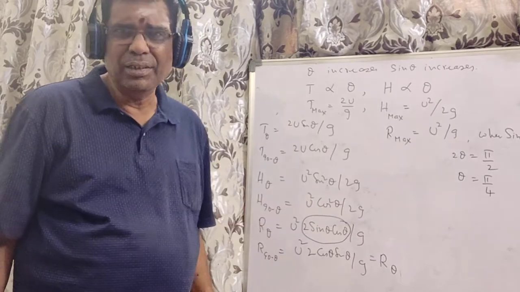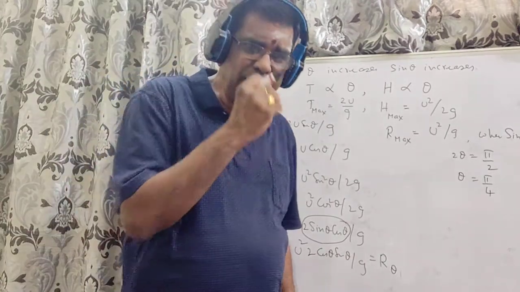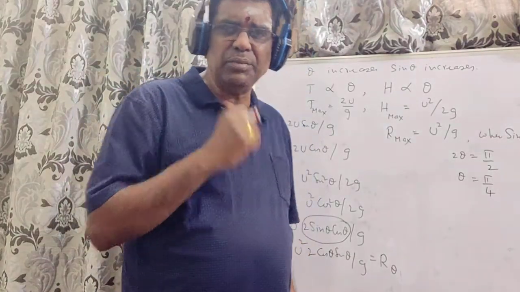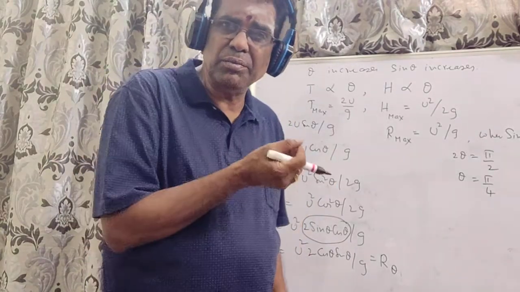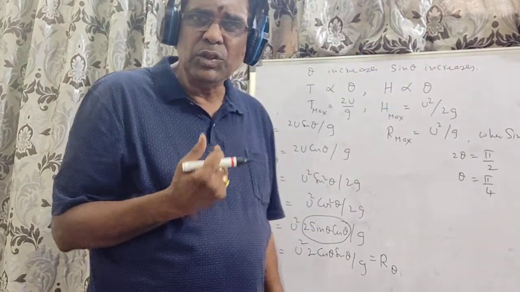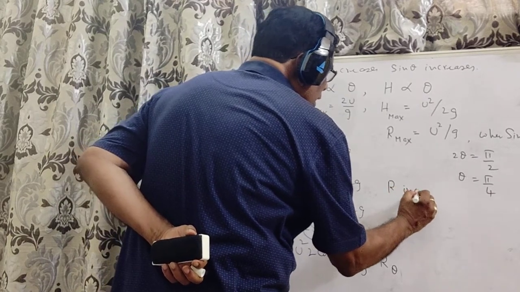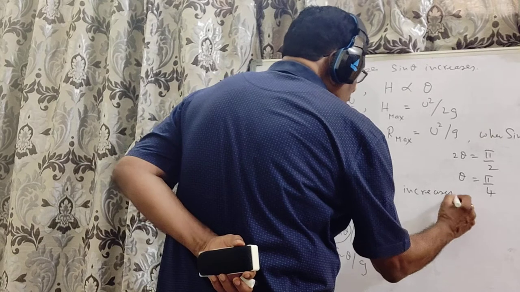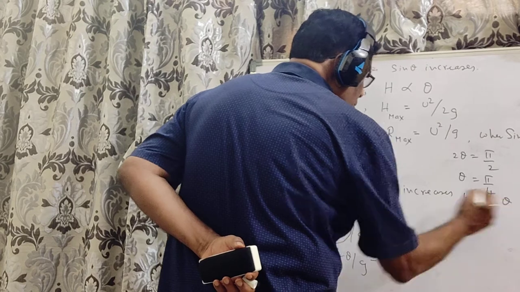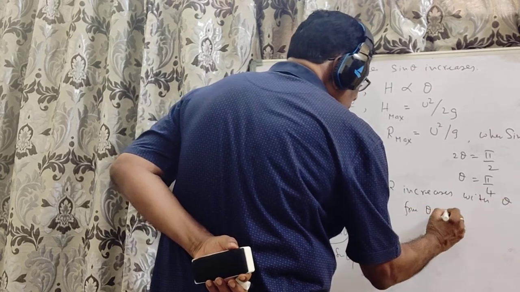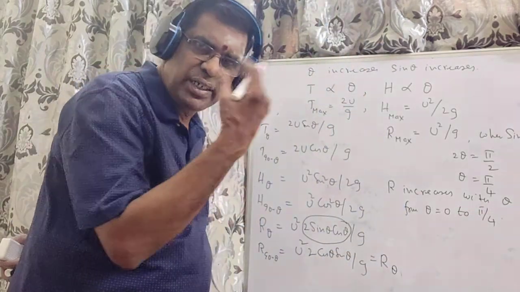What does that mean? Till 45 degrees, for example, if I do at 20 degrees, you get some range. At 30 degrees range is more, 45 degrees maximum. If we go to 60 degrees, it will decrease. So what does it mean? R increases with the theta from theta equal to 0 to pi by 4. That means till 45 degrees it increases.